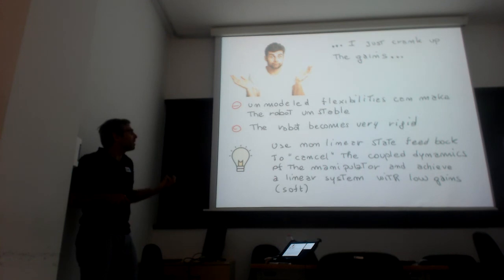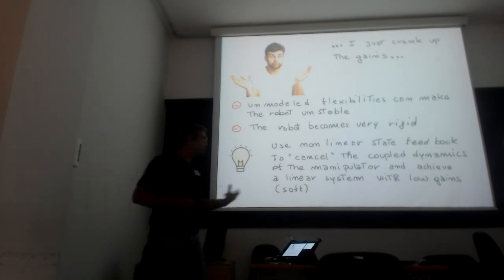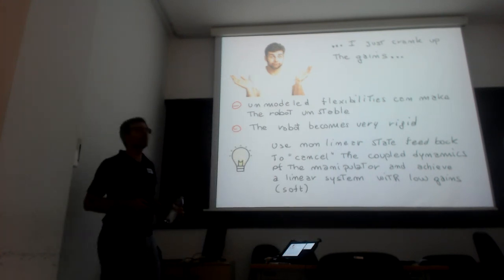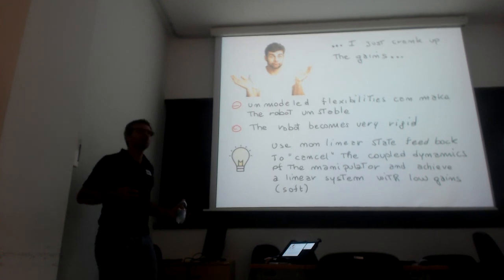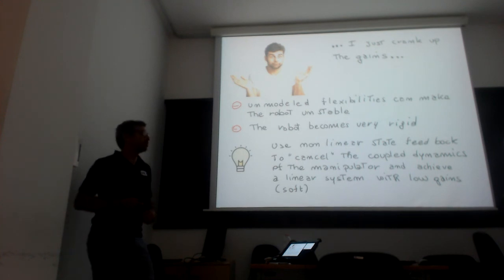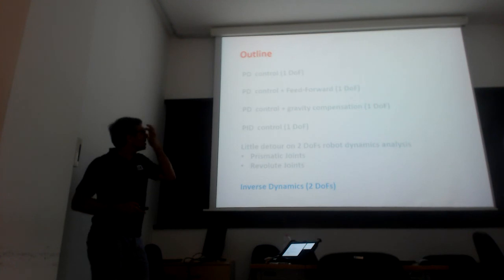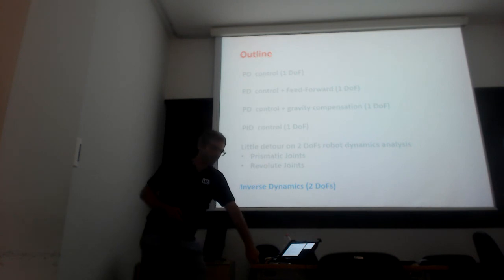And an idea that people had was to use nonlinear state feedback to cancel out this inertial coupling, this coupled dynamics of the manipulator, and achieve a linearized system that we can control with whatever gains we want. In particular, we want low gains because we want to be soft, user-friendly, compliant, we don't want to break the robot whenever something goes wrong, and still achieve good tracking. And this is actually coming to the last part of this section, that is inverse dynamics.